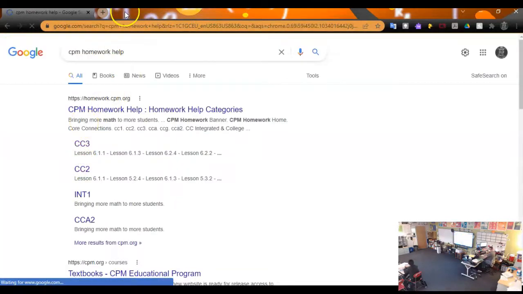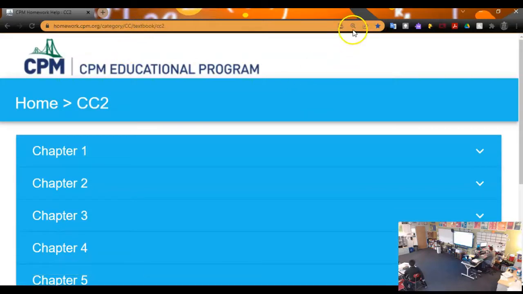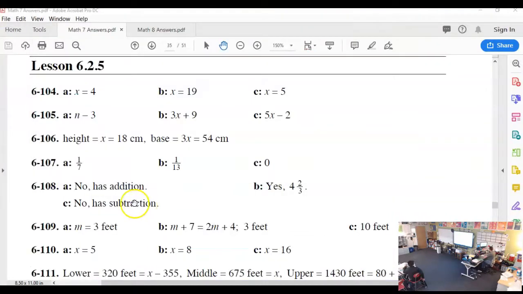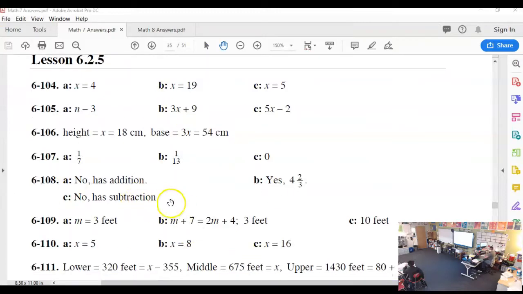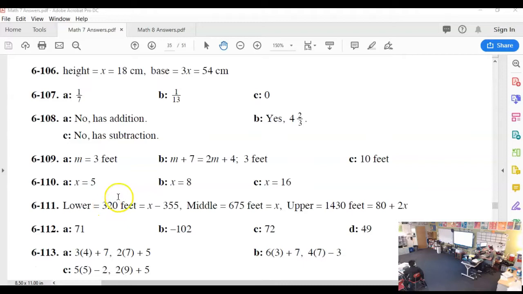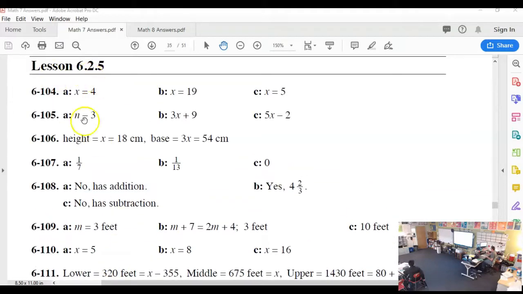So if you have a question, you should have already tried to use homework help, or it's because you solved it on your own and your answer's wrong, and you're like, wait, why? Aiden? 6-115. So that's way on the back. So let's take anything from the front first. Any questions from the front since we're looking at those answers right now?